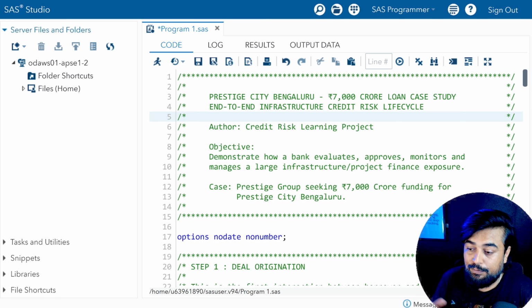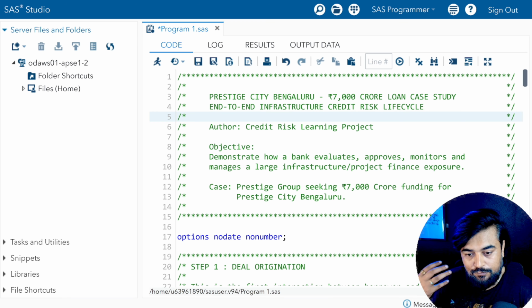Step number 9 is loan structuring, where we'll define the tenure, packaging, interest rate, moratorium period, all those things. Then step number 10 is consortium. Step number 11 is loan disbursement. Then we'll go for construction monitoring, then the early warning system. Then we'll go for the ECL calculation, and then portfolio monitoring, which is known as model monitoring in retail credit risk also. Model monitoring is also part of this.